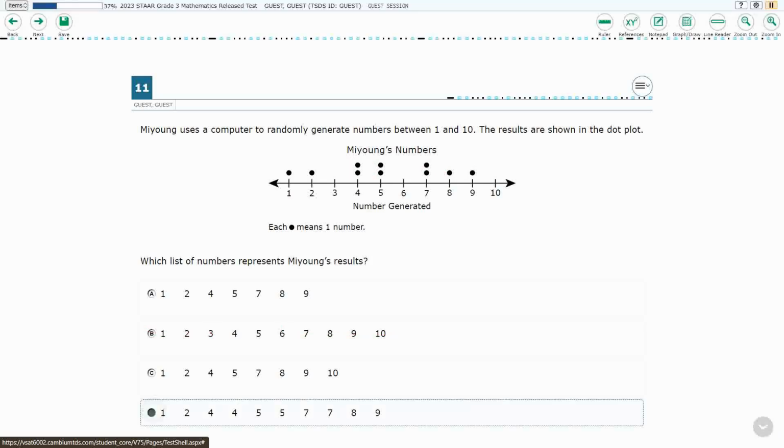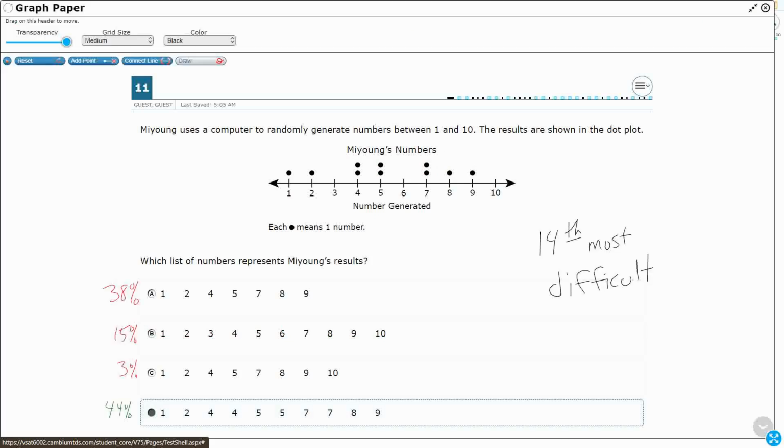Let's see how we did across the state of Texas. So this was actually a little bit more difficult than we might have thought. 14th most difficult. You see, less than half of our students got the correct answer. Now, what they did choose tells us something about what their concerns are or what their challenges are with this particular problem. Look at this, 38% simply chose each of the numbers that were represented, right?